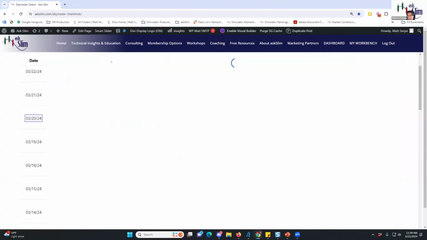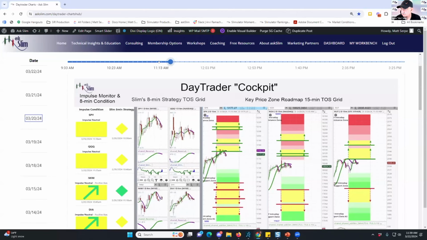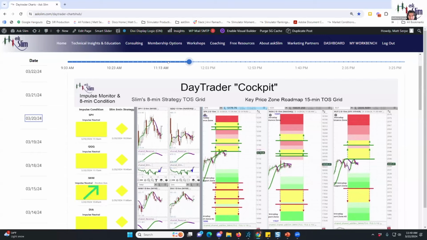Yeah, so what you can see is that early in the day, we had a market that was positive, and then it kind of went into the doldrums in here, but most of the stuff showing is neutral. On the impulse monitor, you can see a little dip in the IWM, but it very quickly lets you know when conditions shift back.